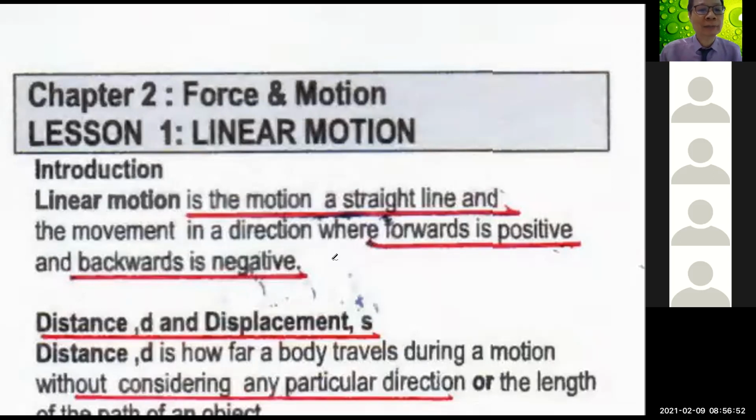Okay, now chapter 2. The title is Force and Motion. So you do a lot of calculation here. Force and motion both involve calculation. Lesson 1 is linear motion. Please highlight the first paragraph. What is the meaning of linear motion? Please highlight and understand it.